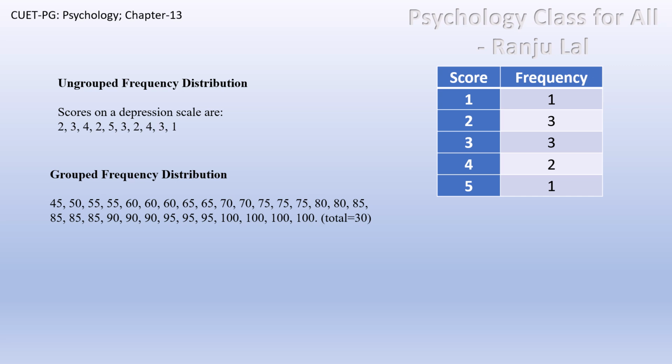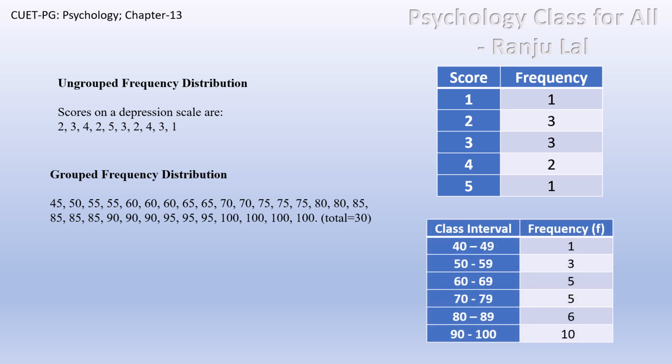It provides a structured summary of a data set by showing how frequently each interval occurs. The steps to construct a grouped frequency distribution are the same as the construction of class intervals. First, identify the range of the data, and the range formula is highest value minus lowest value. Now, determine the number of class intervals.